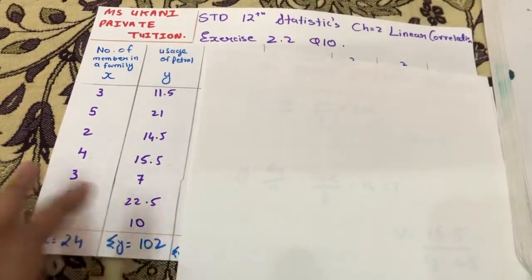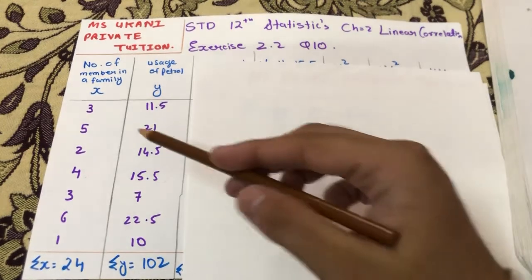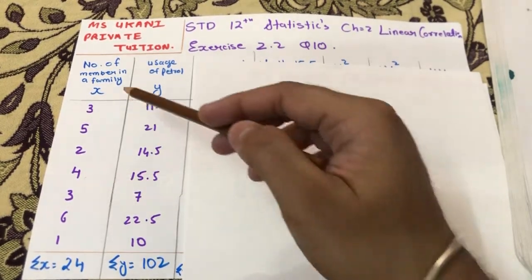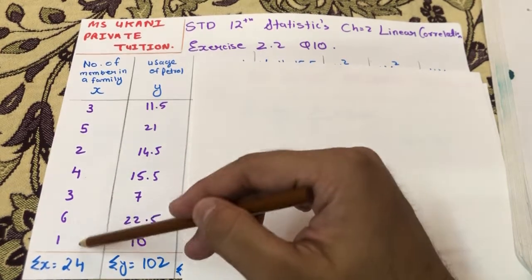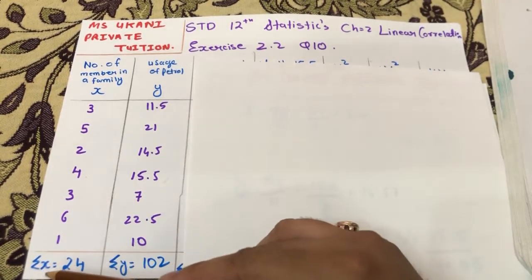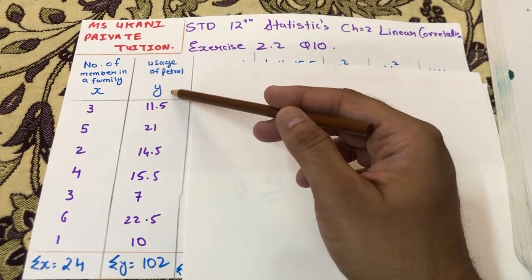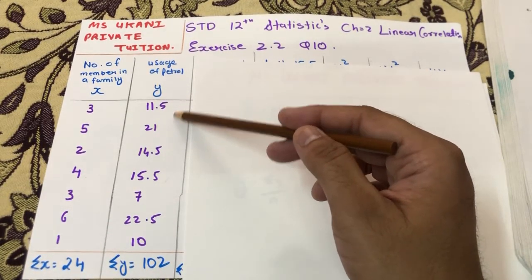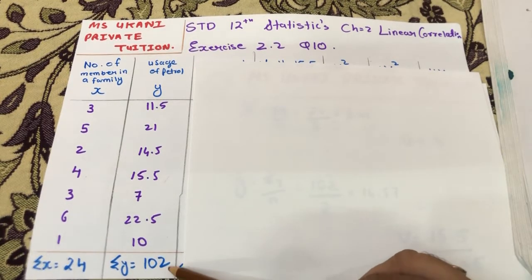So here the first two columns, X and Y, are already given in the question. First of all we will add the first column, that is X. Our answer is summation X equals 24. The second column is Y, so we will add the second column. Our answer will be summation Y equals 102.